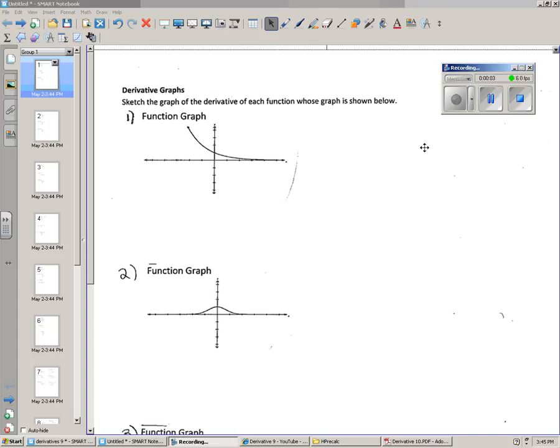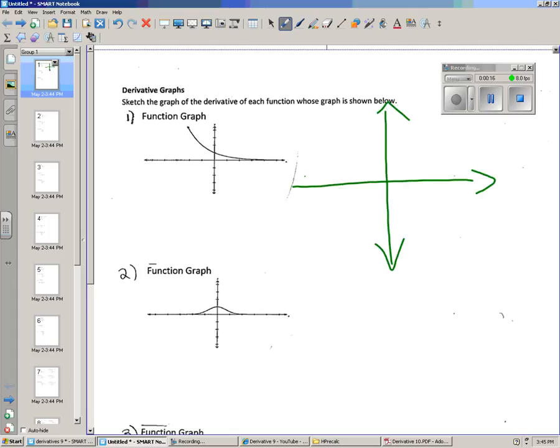Okay guys, so we're going to look at how we can draw a rough sketch of the derivative or slope graph when we're given a function. So what we want to look for are places where the slope is 0 or really close to 0, places where the slope is negative or positive. So let's look at this.